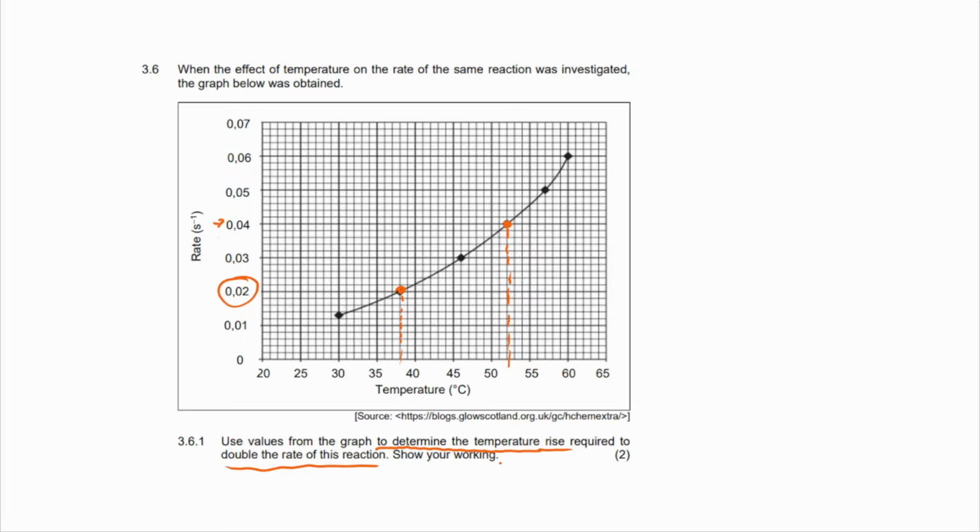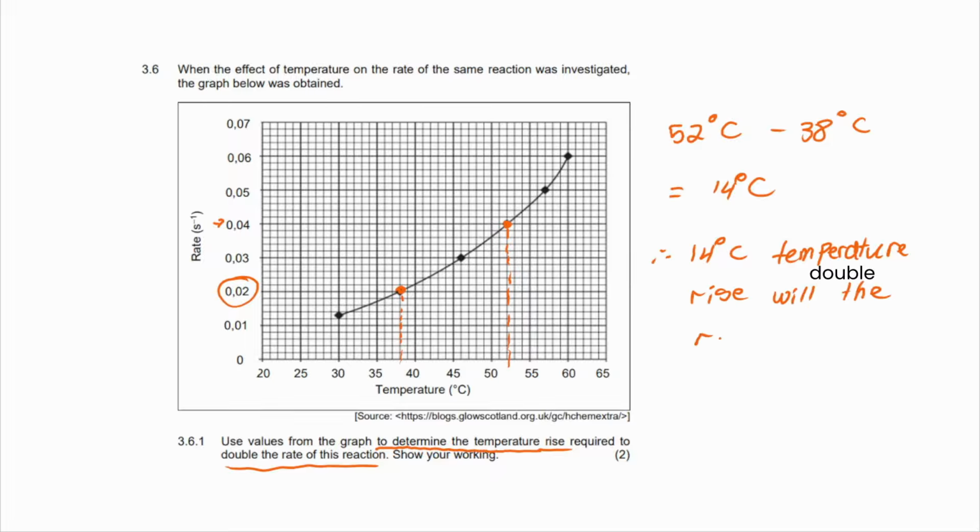So what we're going to say is 52 degrees Celsius minus, and this will be 38 degrees Celsius. Well, that's going to give us 14 degrees Celsius. So over here you would need a 14 degree Celsius temperature rise. We can say therefore 14 degrees Celsius temperature rise will double the rate of reaction.